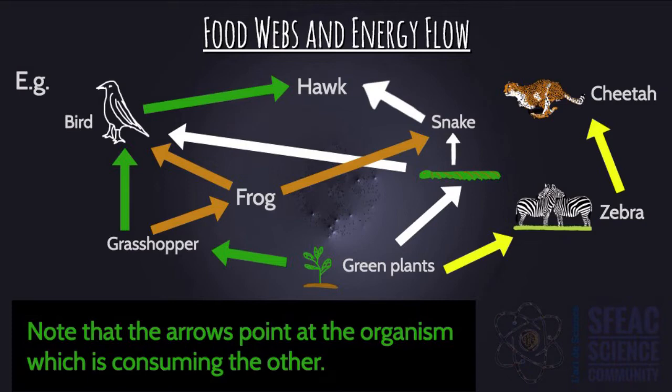What I want us to notice is that the yellow food chain ends with the secondary consumer, but the other food chains end with the hook, which is a tertiary consumer. So it doesn't matter where the chain ends, as long as we have a combination of food chains, a network of food chains, it is a food web. And we still respect the same interpretation. Note that the arrows point at the organism which is consuming the other. That's just a general rule.